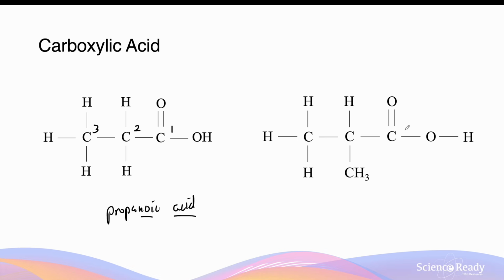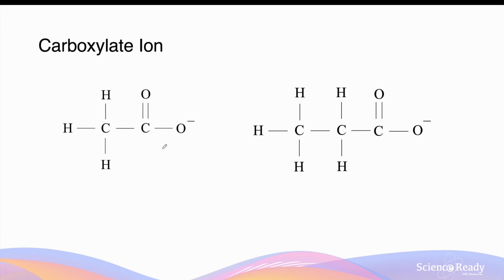In the second molecule, there are again 1, 2, 3 carbon atoms, but there's a methyl group on the second carbon atom. Therefore, this is called 2-methyl propanoic acid. Since acids are proton donors, when carboxylic acids give away their proton, they form the conjugate base known as carboxylate ion. And this is where the OH group becomes an oxygen with a negative charge.